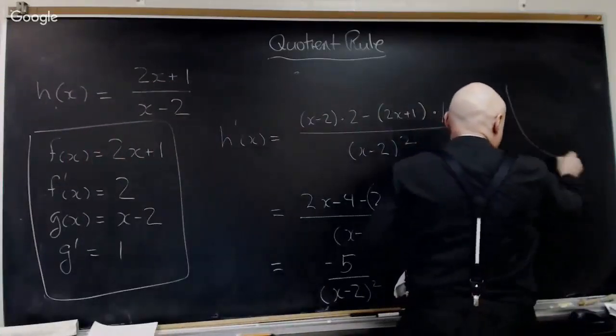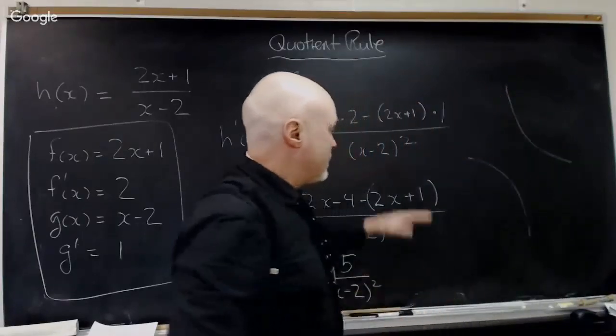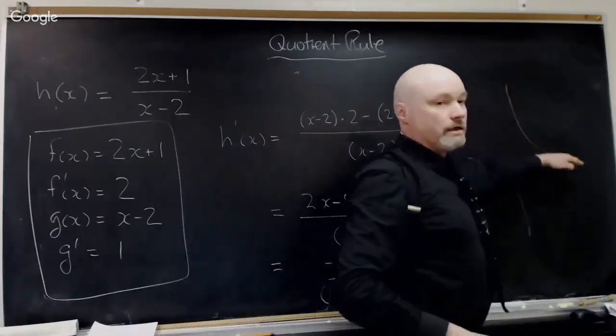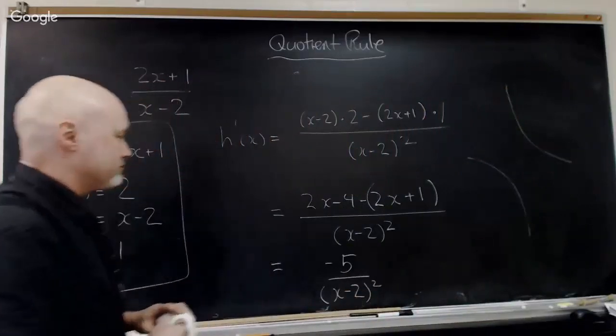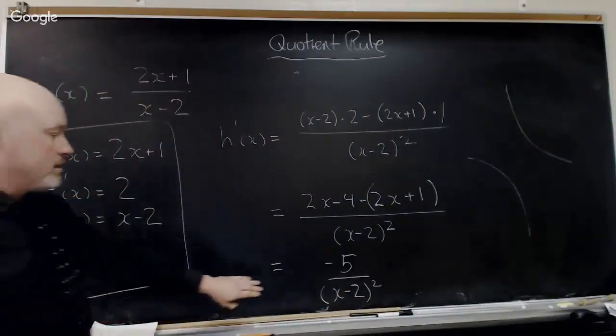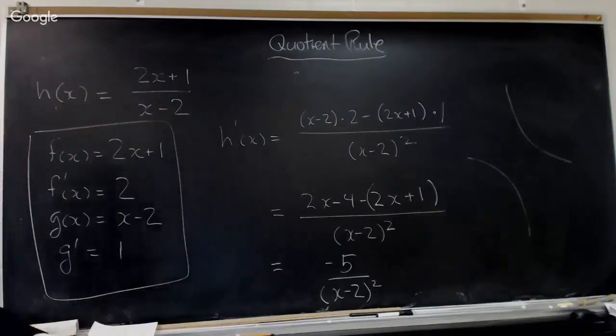It's one of these rectangular hyperbolas. The slope is always negative. I didn't do a really good job of drawing it, but you can see the slope is always negative based on the form. Okay.